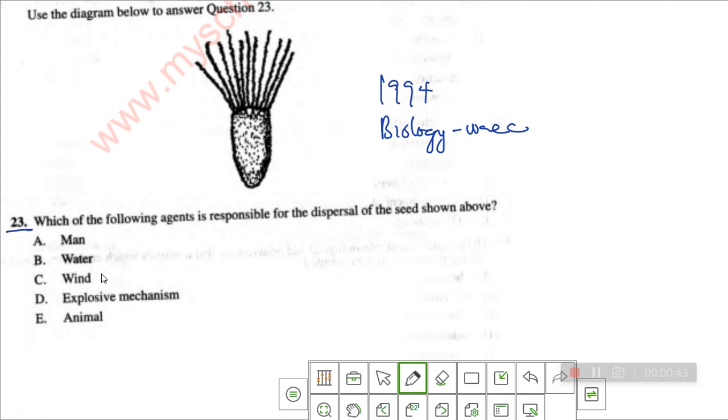So the answer is wind. Because if you look at it, the structure is elaborate, and it can easily be blown away by wind. So thank you for watching this aspect. So let's go to another video.